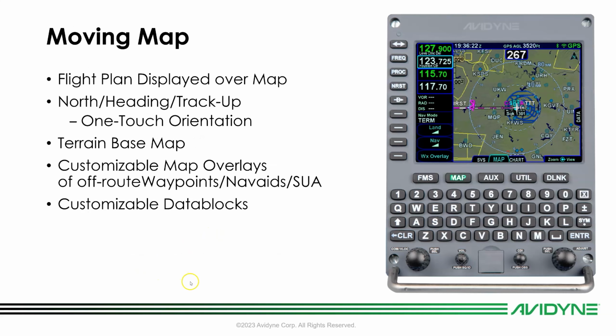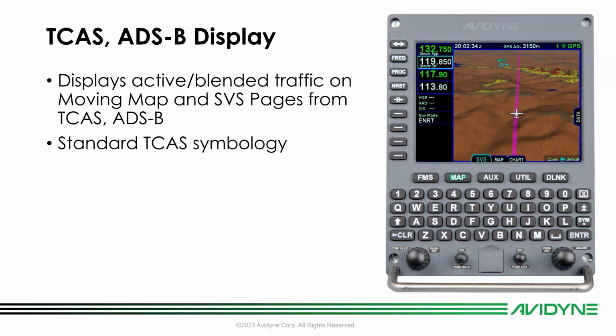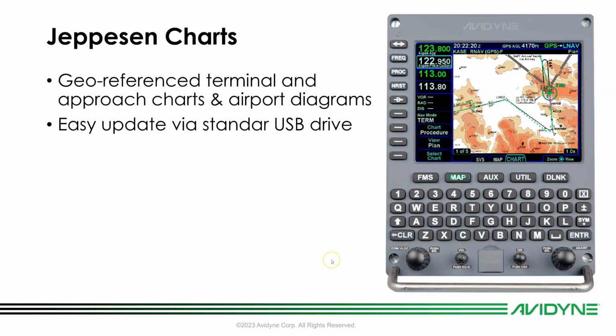Our moving map display has a full terrain database, so you have a color contoured terrain base map with full overlay of your Jeppesen nav data, off-route waypoints, nav aids, intersections, and fully customizable data blocks. It's very versatile. We've got the 3D synthetic vision. As you see here, we can show a 3D version of your traffic right out on the screen in standard TCAS symbology that you're very familiar with, as well as terrain alerting. Geo-referenced approach charts and airport diagrams.